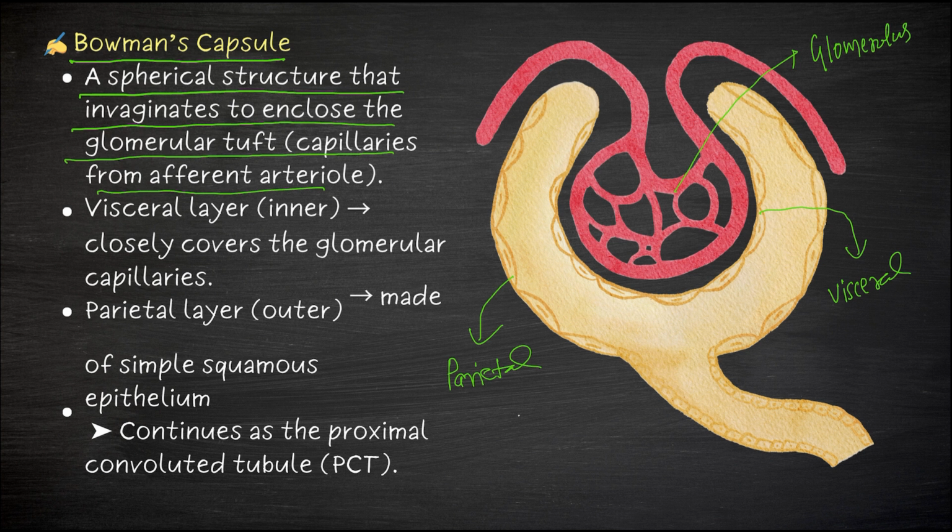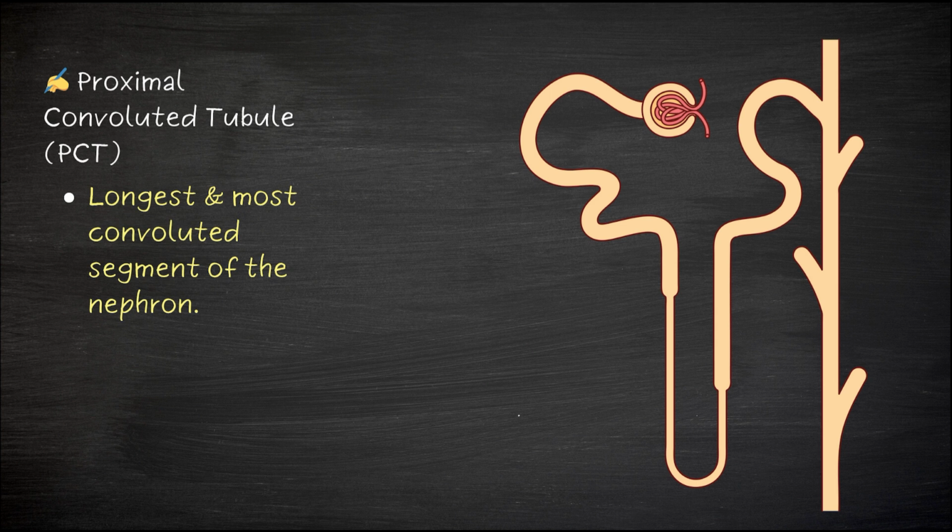The visceral layer, the inner layer, closely covers the glomerular capillaries. The parietal layer is the outer layer. It is made up of simple squamous epithelium and continues as the proximal convoluted tubule. So this is the parietal layer, and the parietal layer continues as the PCT. As you know, the PCT, the proximal convoluted tubule, is the longest and most convoluted segment of the nephron. So this part is the PCT.